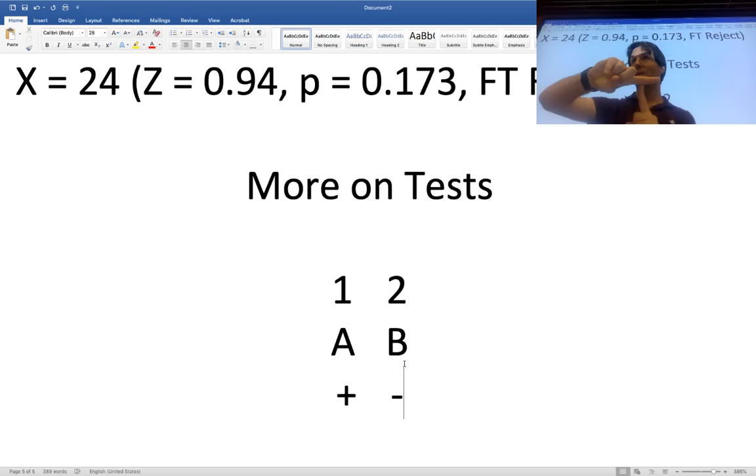If you ever get confused, remember for the second one, in a type 2, the null is false, and we fail to reject it. Does everyone hear the two F's? In a type 2, the null is false, and we fail to reject it.